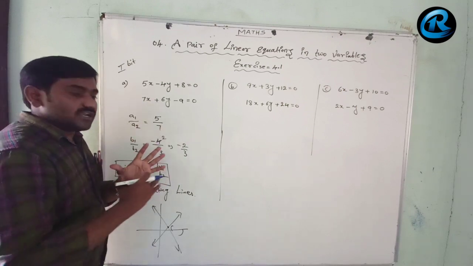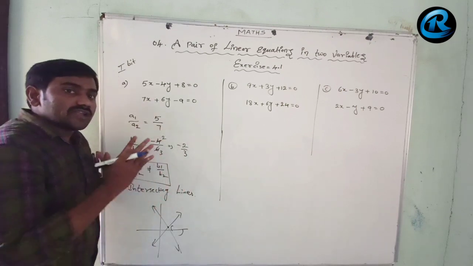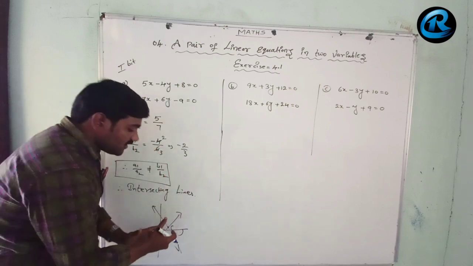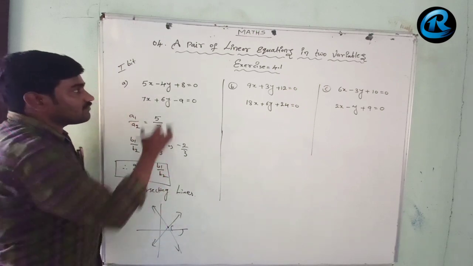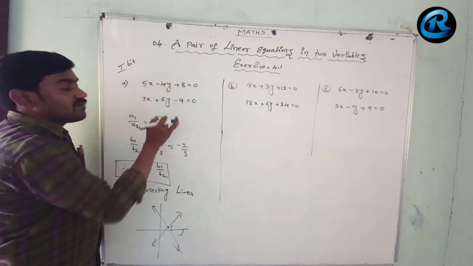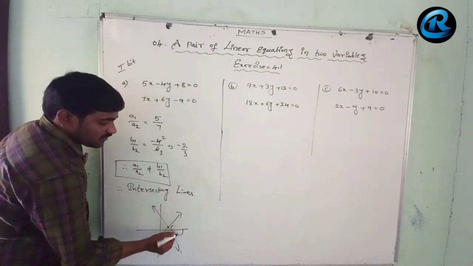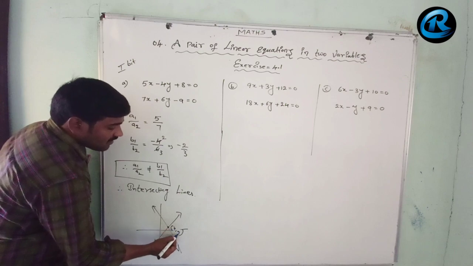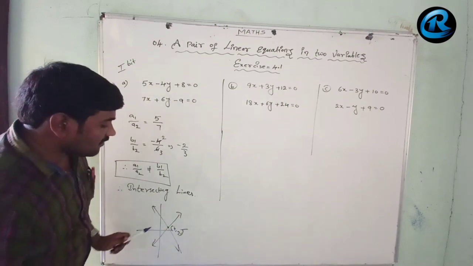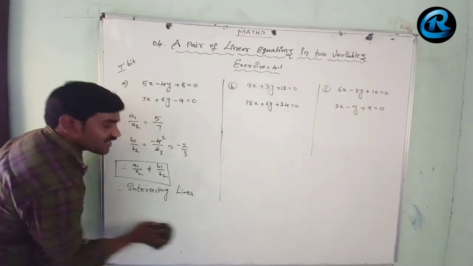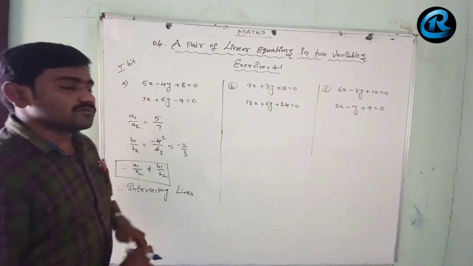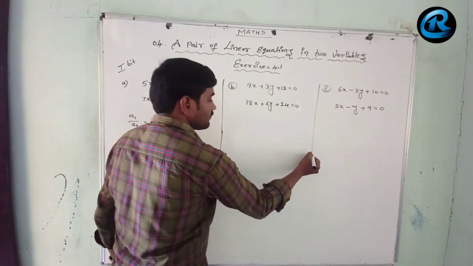At what value of x and at what value of y are they going to intersect? We need to know that. How do we find it? If you solve these two equations by the elimination process, we will get the x, y value. We will learn about that clearly in the exercise.